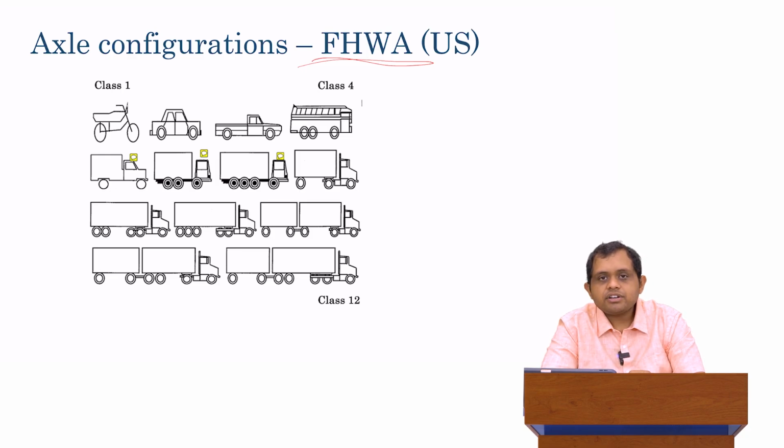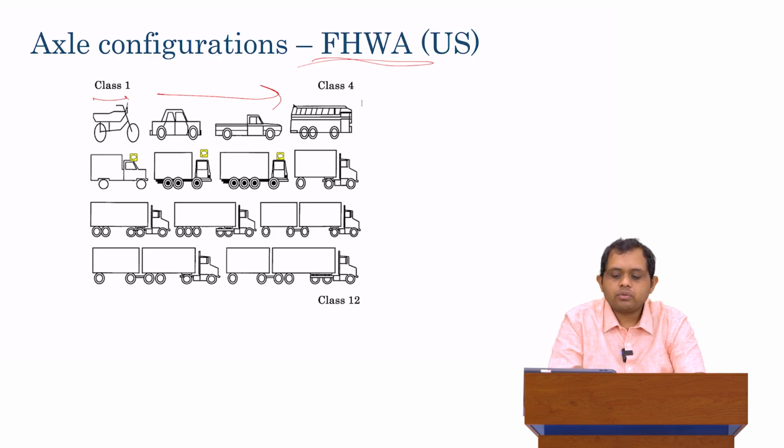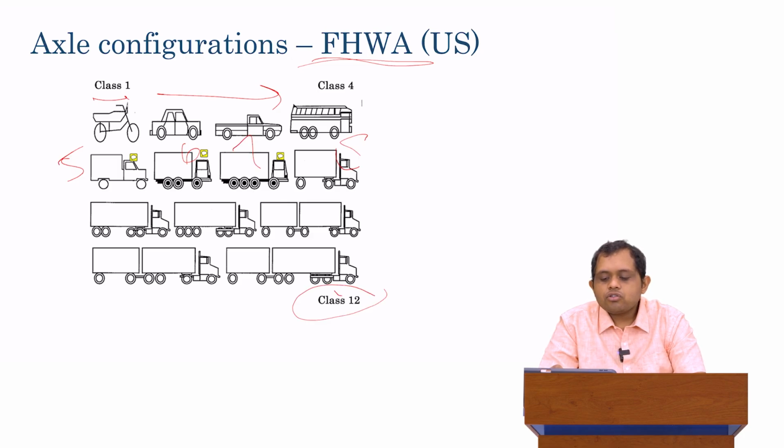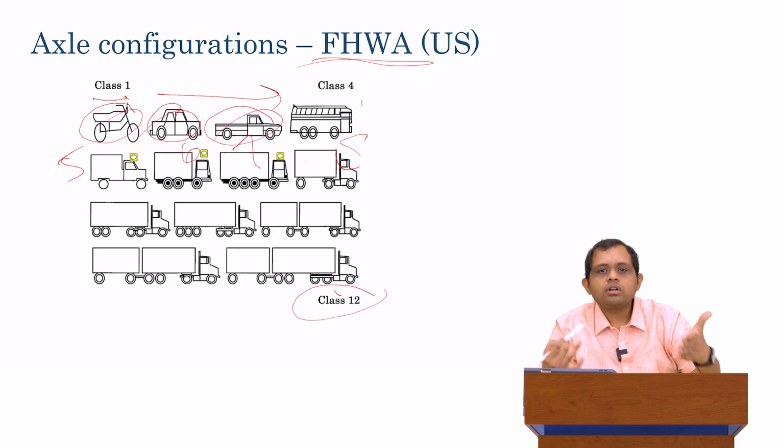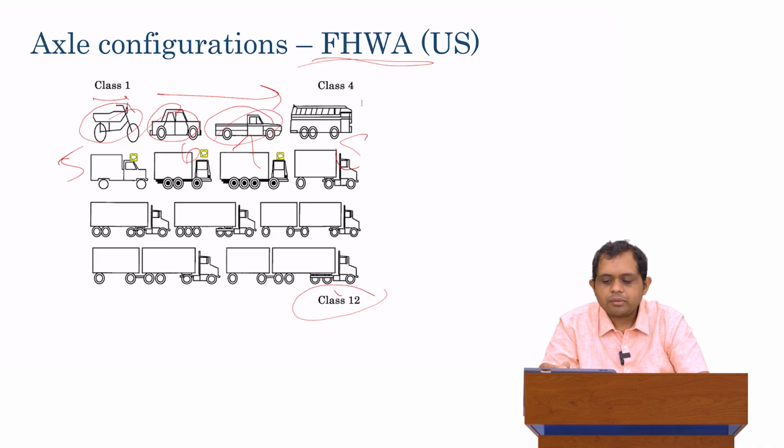The Federal Highway Administration came up with 12 classes of vehicles. So class 1 to class 4 that I've shown over here, and then class 5, 6, 7, 8, and so on until you get to class 12. What you see here is class 1 is a bicycle. Class 2 is what we will call a passenger car. Class 3 is what you may call a pickup truck. So it's a car with a little space to hold some amount of goods, some amount of freight. Class 4 could be a bus.